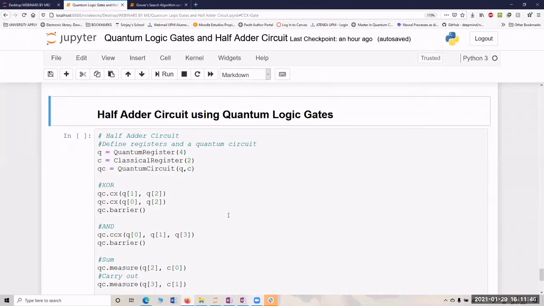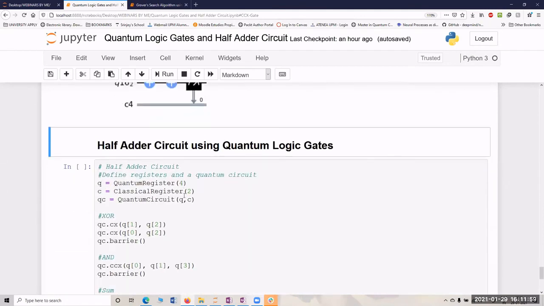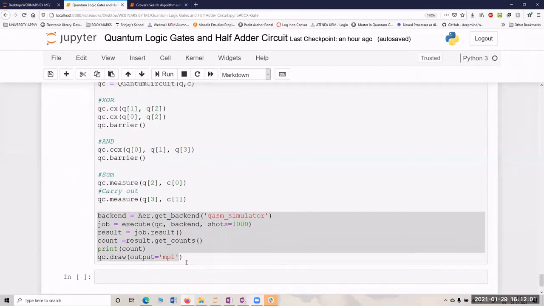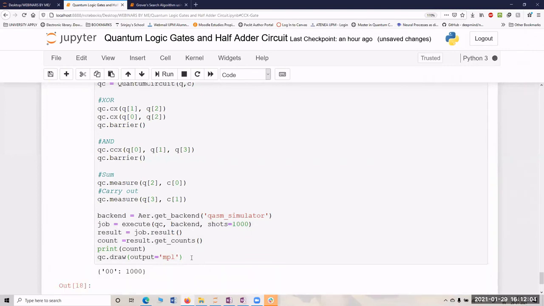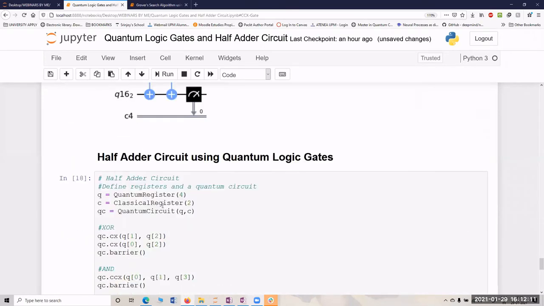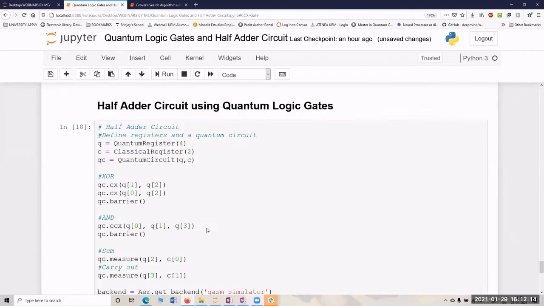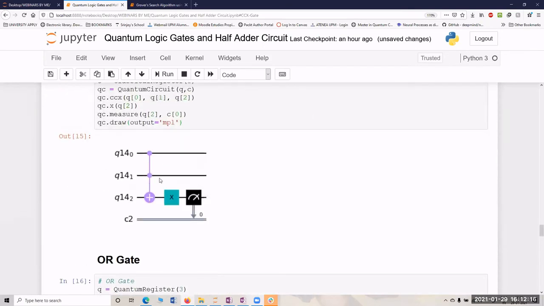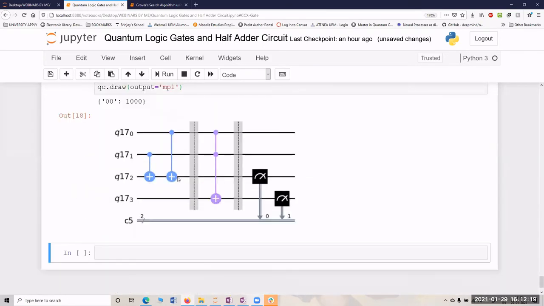And yes, half adder circuits. Since most of you are from an engineering background, you will recognize that a half adder circuit is composed of an XOR gate and an AND gate. And since you have learned both of them above, you can make the circuit very easily, and the circuit will look like this. So you can see here is the XOR gate, just as I showed you, plus the AND gate, which I showed you here, which is the CCX gate. Very simple. You just apply them and you just measure these output qubits. These are the output qubits.